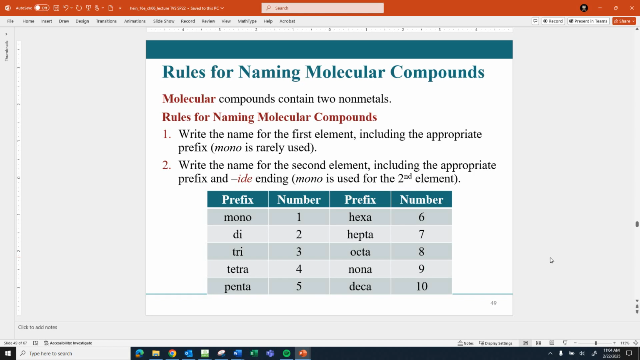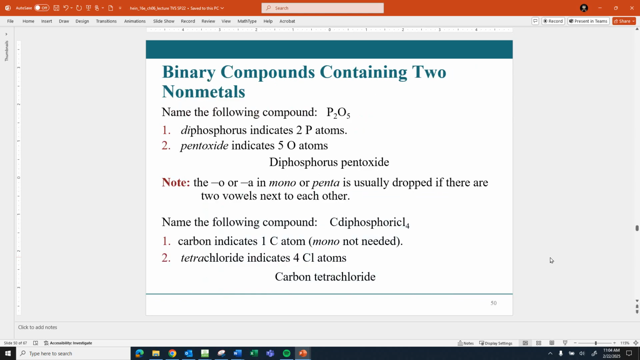If it doesn't have more than 1 in the formula, then it's just the name of the compound. And the second element always, always, always gets a prefix, and it always gets the IDE ending. So here we've got P2O5, phosphorus and oxygen. There's 2 phosphorus, so that's more than 1, and there's 5 oxygens. So it's diphosphorus pentoxide. Okay? So the second element always gets the prefix and always gets the IDE ending.